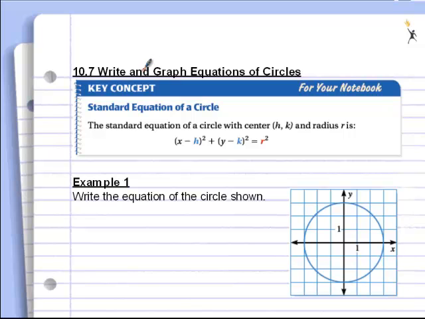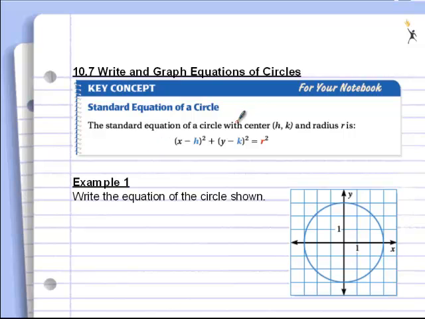Okay, as we finish chapter 10, one of the last things that we're going to talk about is writing and graphing equations for circles. Now, we've dealt with different properties of circles like tangents, secants, solving for chords, and solving for inscribed angles. And now we're actually going to look at the equations for a circle.